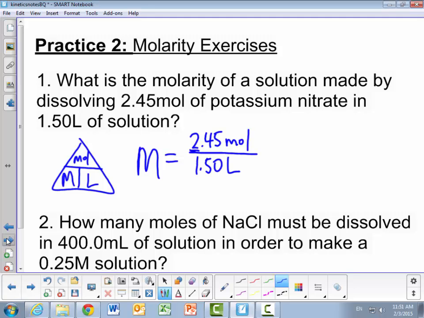I have 3 sig figs on top. I have 3 sig figs on the bottom. And when I divide those, I get for an answer 1.63 molar.